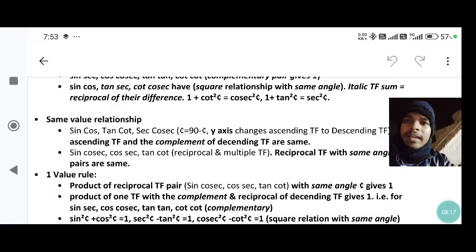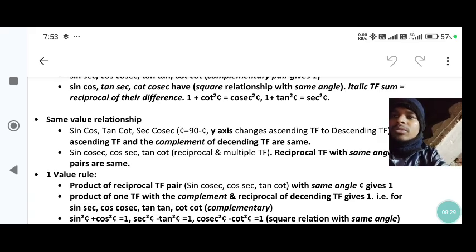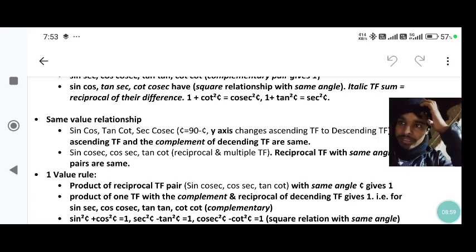as their angle. Italic trigonometric function sum is equal to the reciprocal of their difference, means italic one, this tan sec and cot cosec, this trigonometric sum pair is equal to the reciprocal of their difference. Their difference is tan minus sec and cot minus cosec, so this is their difference, and their reciprocal is 1 by tan minus sec difference.